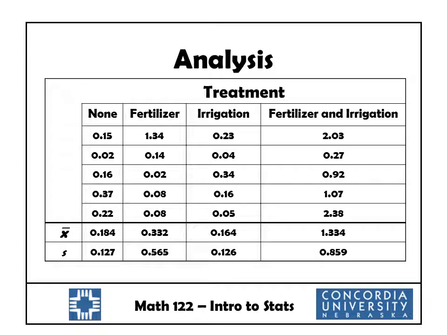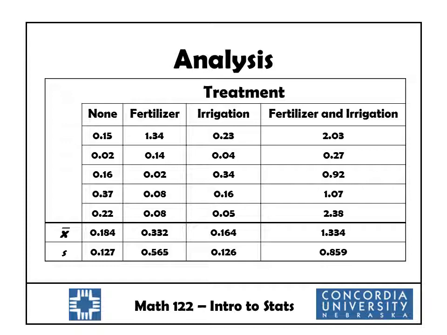If we're comparing means, the first thing we want to do is calculate sample means. So there you see our sample means: 0.184, 0.332, 0.164, and 1.334. First thing we want to do is just compare those sample means, and notice that they're not all the same. We have 2 that are about the same. We have 1 of 0.332 that's quite a bit larger, and then we have 1 of 1.334 that's quite a bit larger than all the rest. The fact that not all of those sample means are equal is what we call variation between the samples.